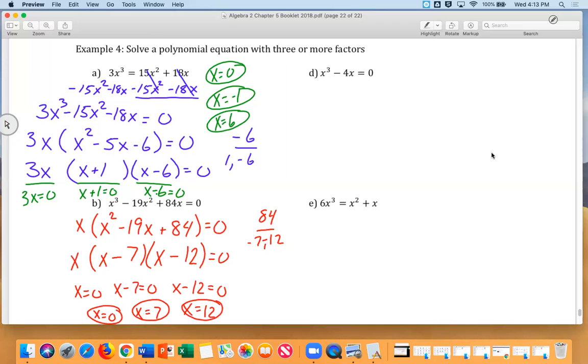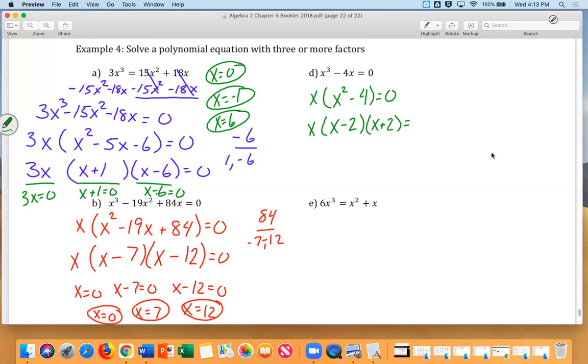2 more. Oh, D is going to be nice and easy. So they both share an x. I'm going to factor that out. So I'm left with x squared minus 4. Now, we were talking about this the other week. Okay, I notice that it's the difference of squares left. So what times what gives me 4? That's 2. So I have x times x minus 2 times x plus 2.